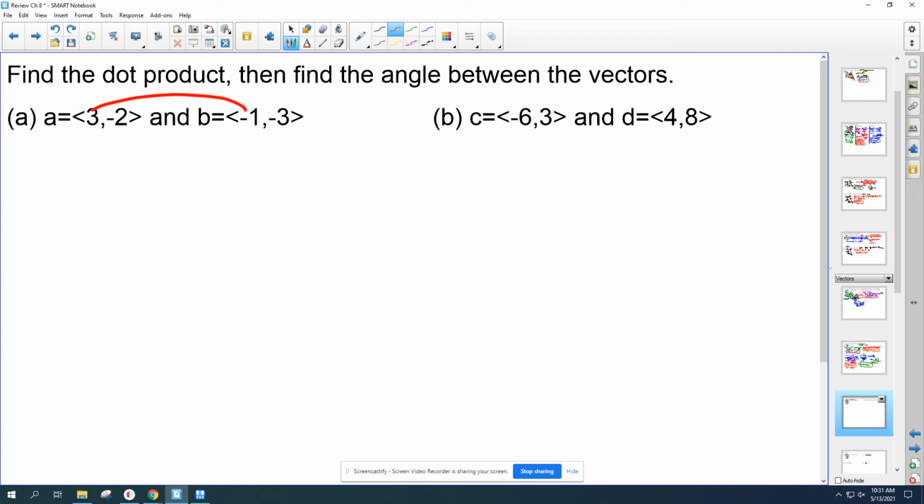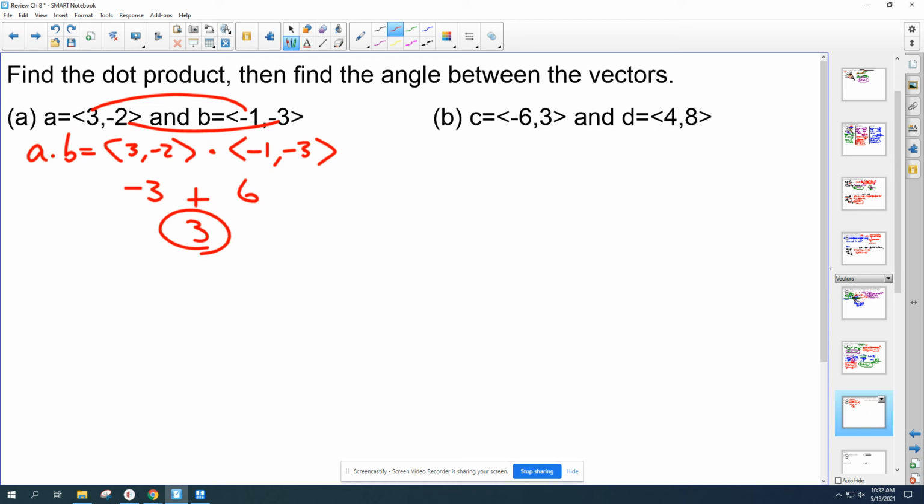If you do a dot b, so you're doing 3, negative 2 dot negative 1, negative 3, you multiply the x numbers. 3 times negative 1 is negative 3. And then you multiply the y numbers. Negative 2 times negative 3 is 6, and you add them together. The answer is a number, okay? And that dot product number describes the angle between the vectors. Since that's a positive number, I know there's an acute angle between the vectors.